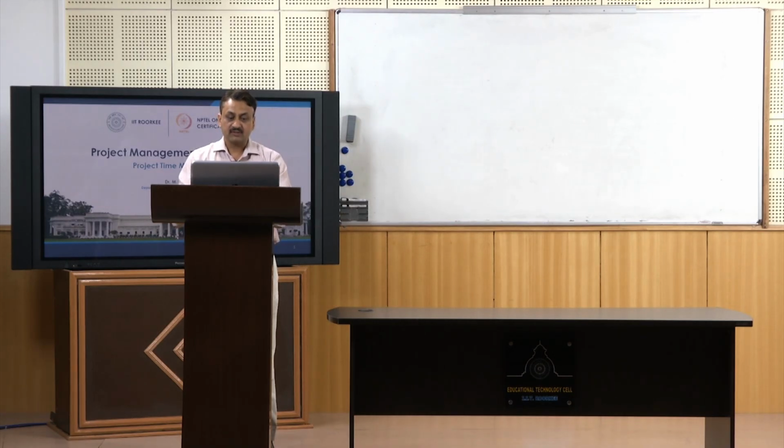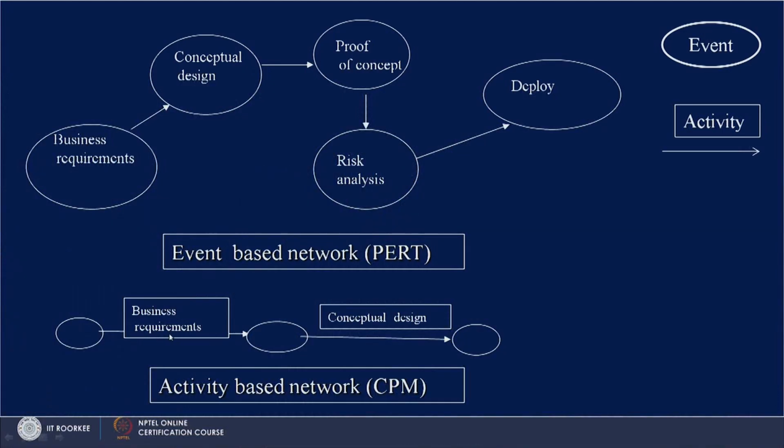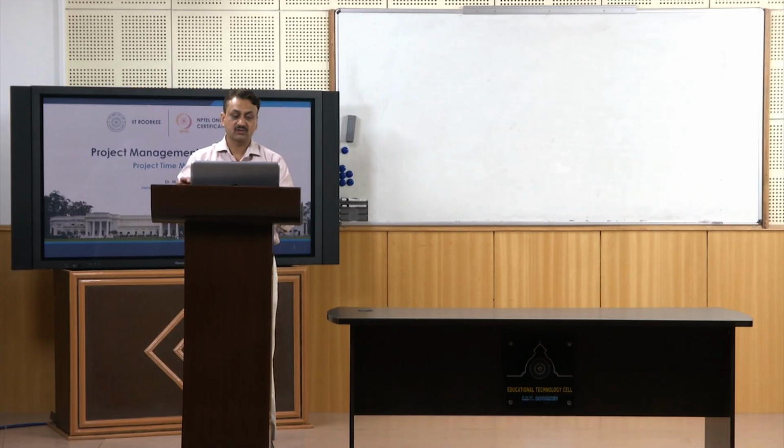So, the same network, you can draw using a network representation technique known as activity on arrow. So, we are representing activities here on arrows, not on nodes. So, this is your first activity, business requirement, second activity, conceptual design, third you can draw remaining activities, so proof of concept and so on. So, this is CPM network or activity based network.